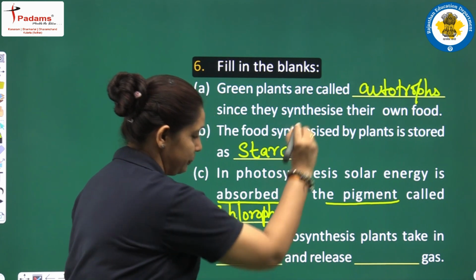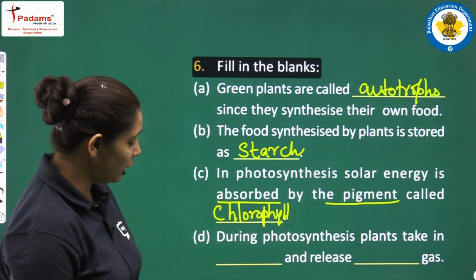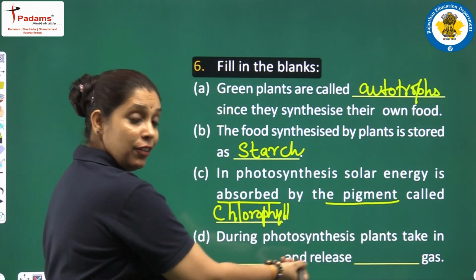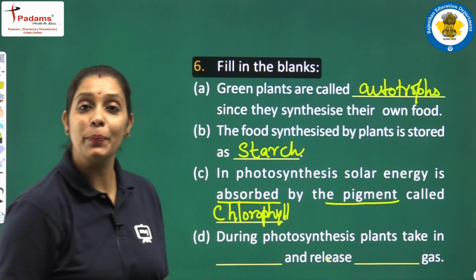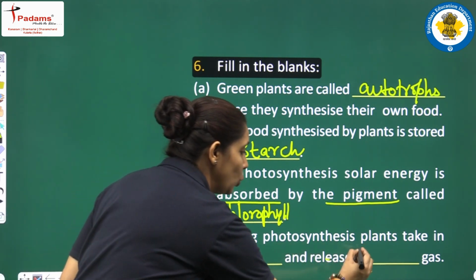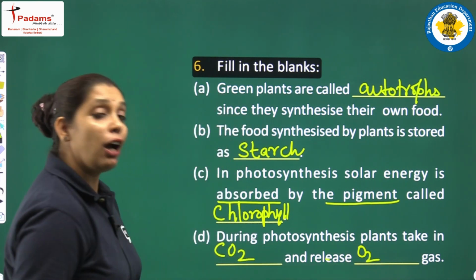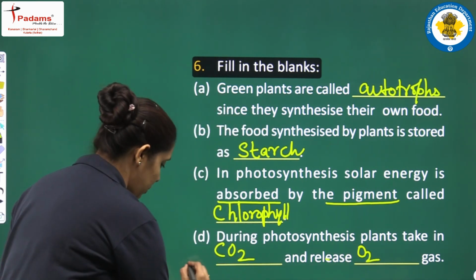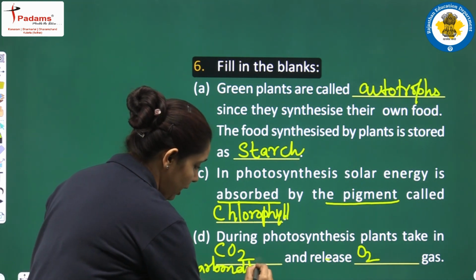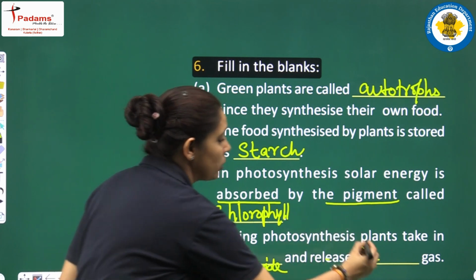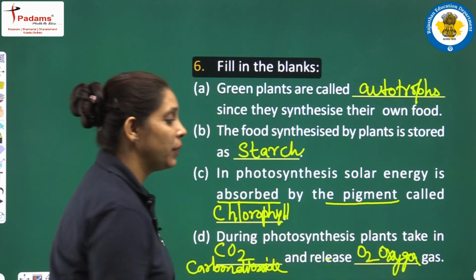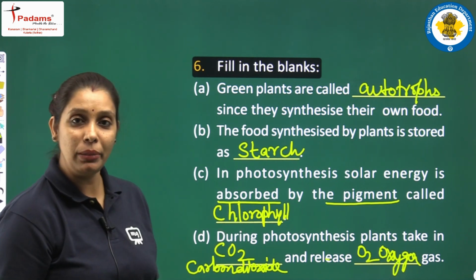It's very easy. Come on, the next fill in the blank. During photosynthesis, plants take in and release which gas? Plants take CO2 and release O2. Students, we have to write the full form, carbon dioxide, and release which gas? Oxygen. Okay, so in this way the fill in the blanks are complete.